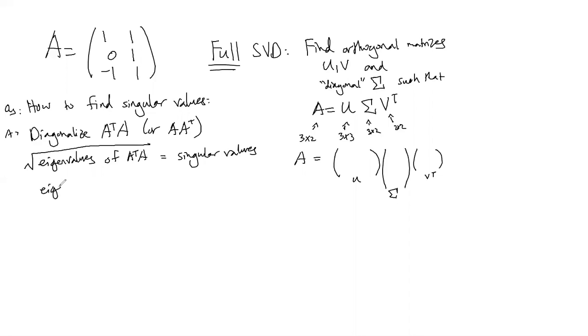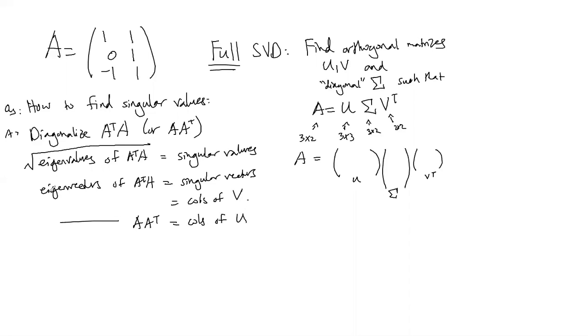And the eigenvectors will be the columns of either U or V. So these are called singular vectors. And if you do it for A A transpose, this will be the columns of U. I guess you have to appropriately normalize these. So it should be normalized, because you want U and V to be orthogonal, so you want these to be unit length.